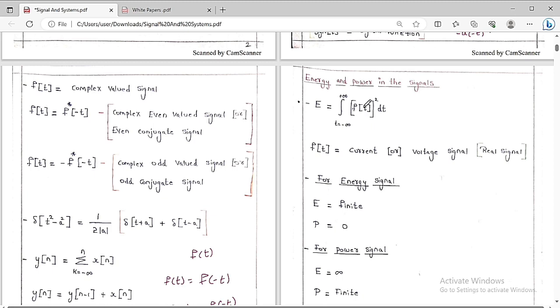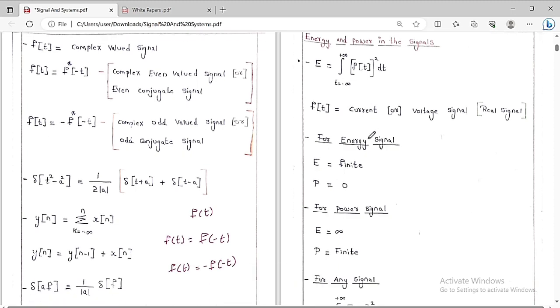This point you always have to keep in your mind. So we can say the energy present in any real valued signal f of t is E equal to the integration from t equals minus infinity to plus infinity of f of t whole square into dt. Finally, if there is any real valued signal f of t, either a current signal or a voltage signal, then the energy present in the signal is E equal to the integration from minus infinity to plus infinity of f of t whole square into dt.